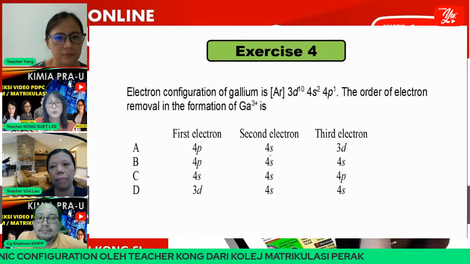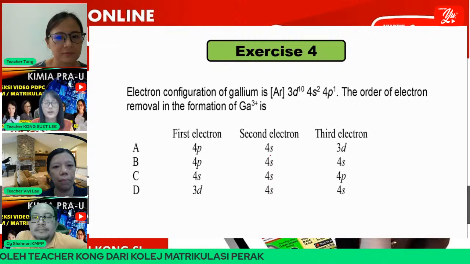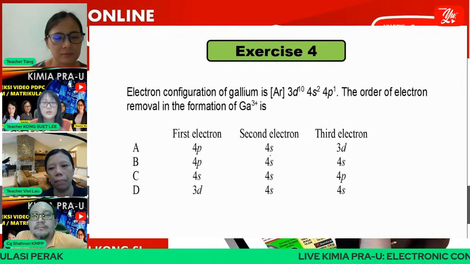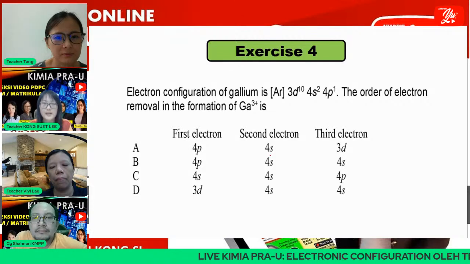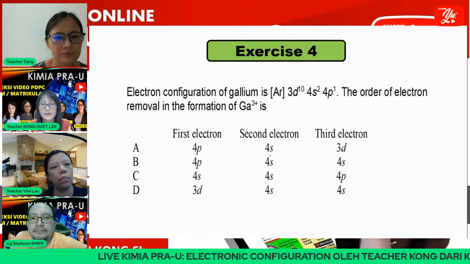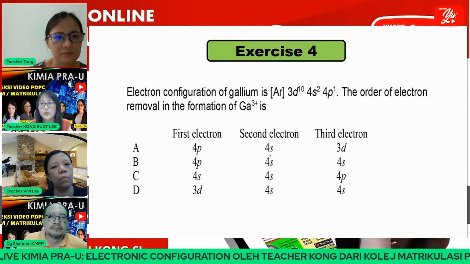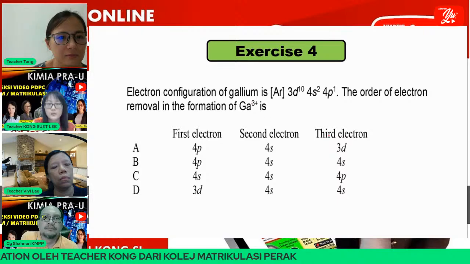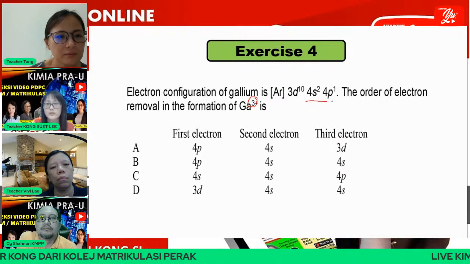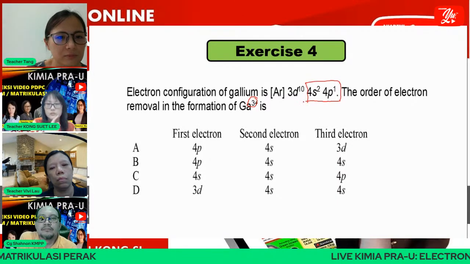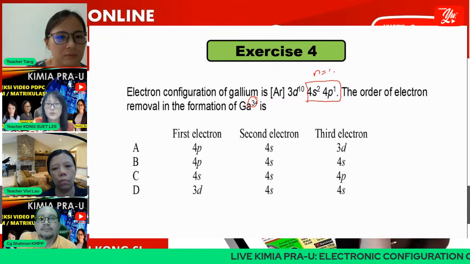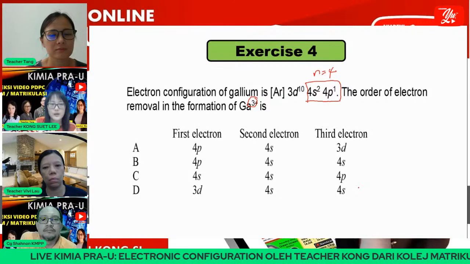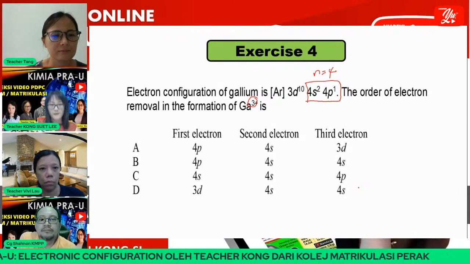I keep on emphasizing. After we write out the electronic configuration, right, we must try to rearrange the electronic configuration according to the n value. Because based on the n value, we know the electron at the highest n value should be removed first. So the order of electron removal in the formation of gallium 3+ is, so based on here 3+, I know I need to remove 3 electrons. Okay, so n equal to 4 is the highest n value. So which one is the first electron going to be removed? So A, B, C, D. Which one is the answer?